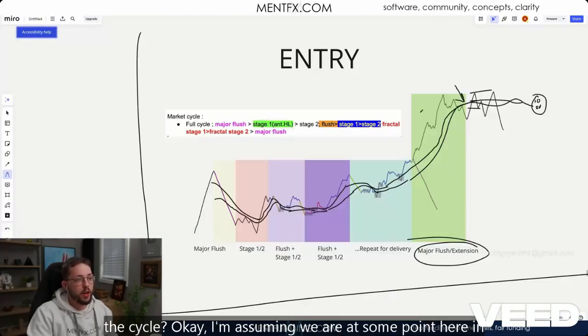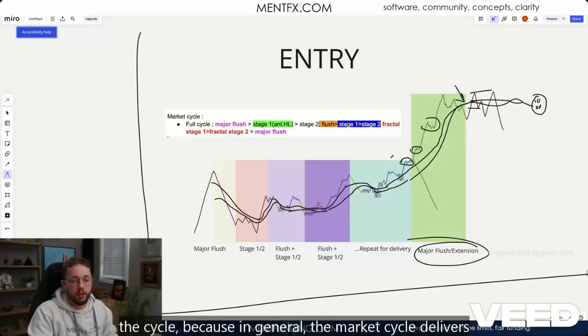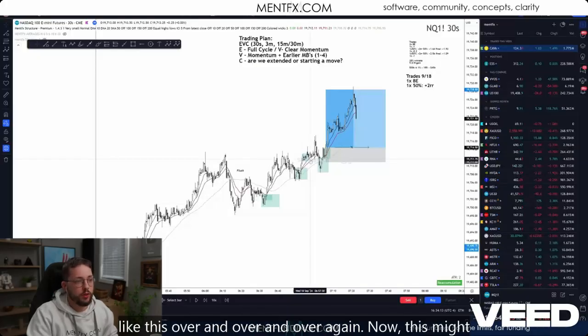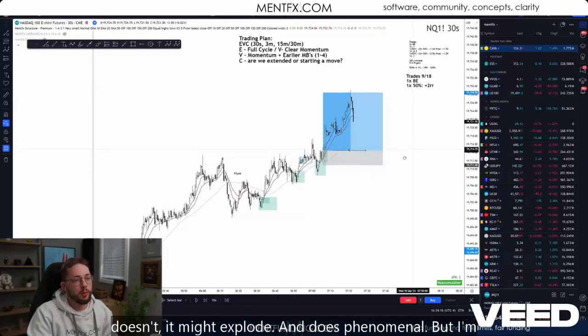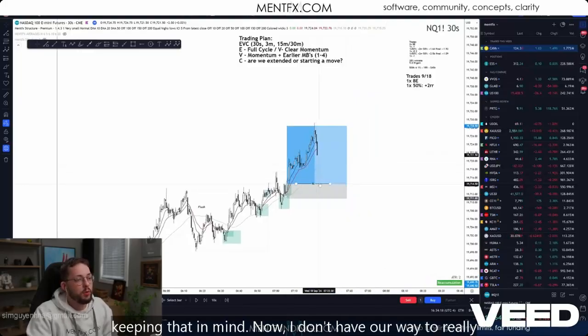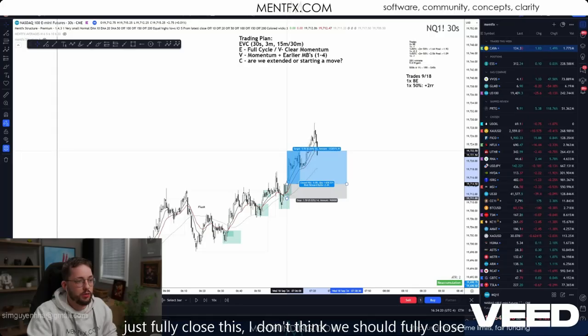Okay, I'm assuming we are at some point here in the cycle, because in general, the market cycle delivers like this over and over and over again. Now, this might explode, and if it does, phenomenal, but I'm keeping that in mind. Now, I don't have a way to really just fully close this. I don't think we should fully close yet.